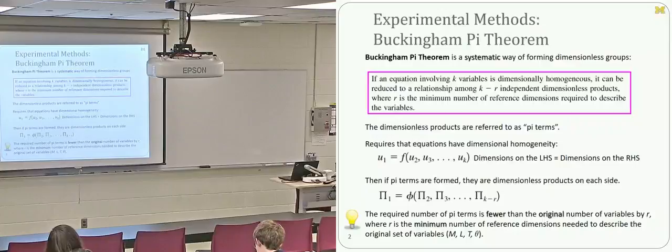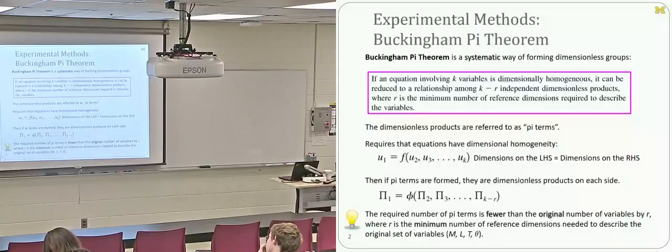if we have u1 is equal to a function of u2, u3, ... uk, then we have to pick from among our mass, length, time, and we'll leave temperature out of it for now because we almost never use temperature. We have to pick from among these how many we need to describe all of the terms involved on both sides of the equation here. We don't know what the function is. We're just saying that we have some u1, some dependent variable, that we figure is a function of these.